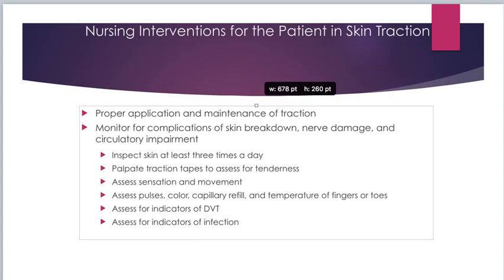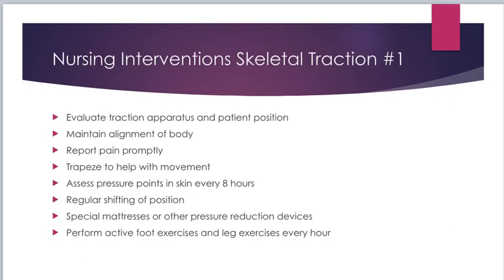If your patient is in skin traction, we've got to make sure everything is lined up the way it's supposed to be. We've got to monitor for complications like skin breakdown, nerve damage, circulatory impairment. So those 6 P's, preventing DVTs, preventing skin breakdown, preventing infection, all of these are critically important. We also want to evaluate the traction apparatus and patient position, keeping in mind that we have to keep our body in proper alignment so everything heals and functions as well as possible.